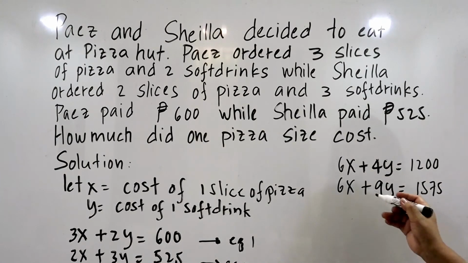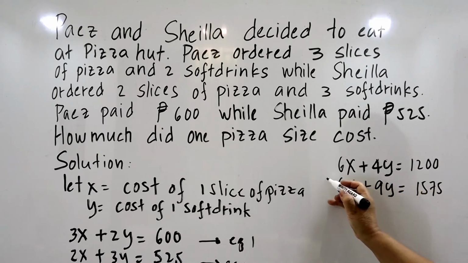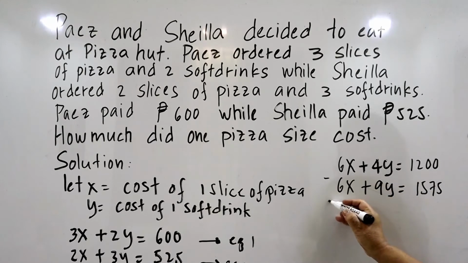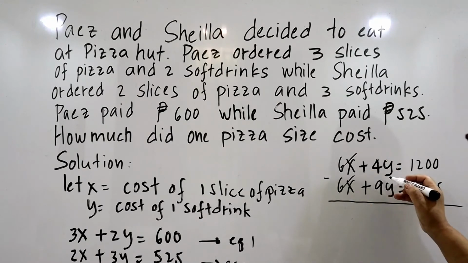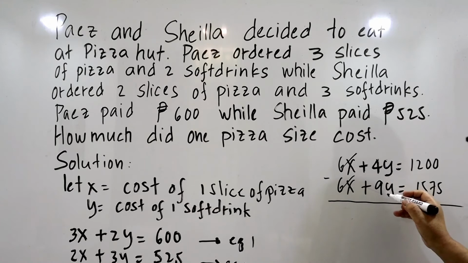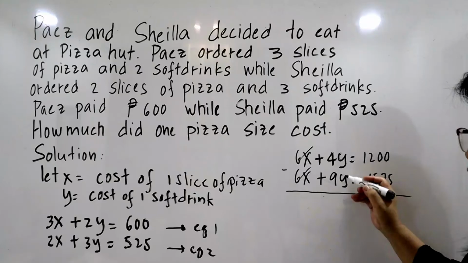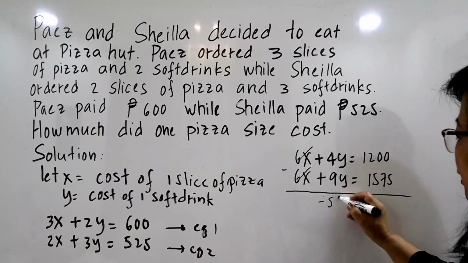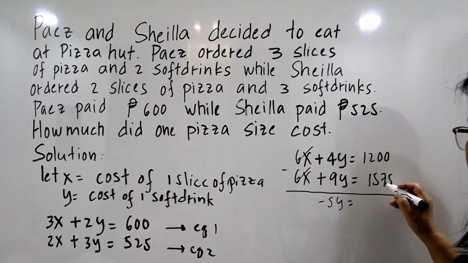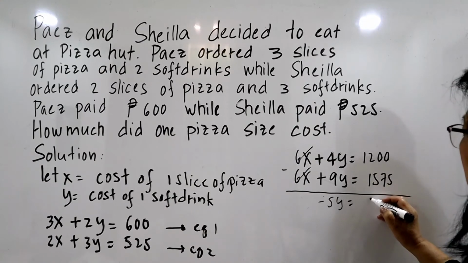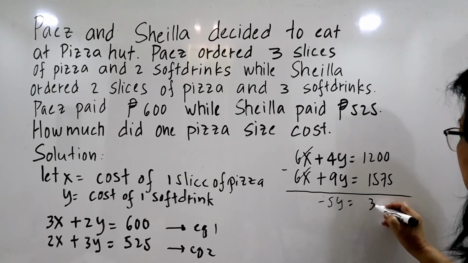Now, from here, we can eliminate at least one variable by subtracting. So, if we subtract, this one will be eliminated. So, 4y minus 9y, this is minus 5y is equal to 1,200 minus 1,575 is equal to minus 375.